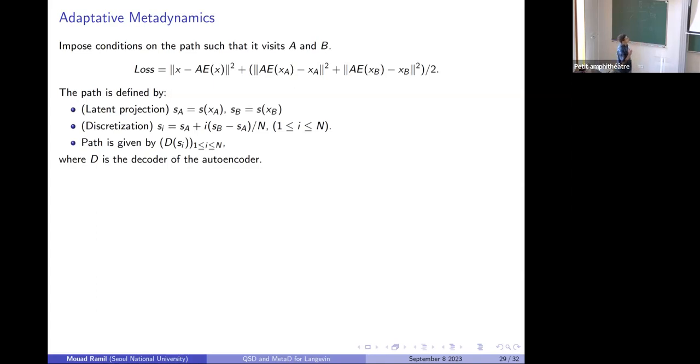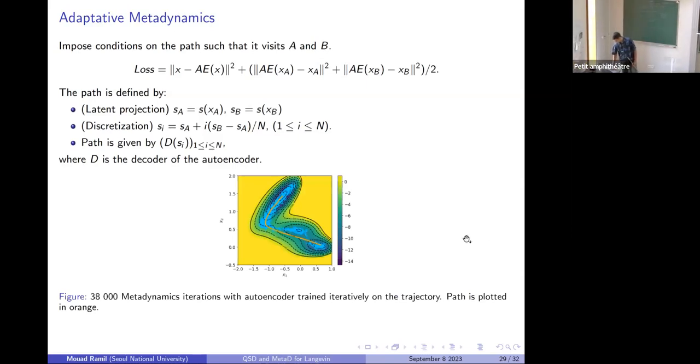So you project the center of mass of A and B using the encoder, and then you do some linear interpolation in the latent space, so in the one-dimensional space. Then you decode all of these points to obtain points in the phase space. If you look at this succession of points, it will give you the path suggested by the autoencoder. So we do it and we obtain some nice results.